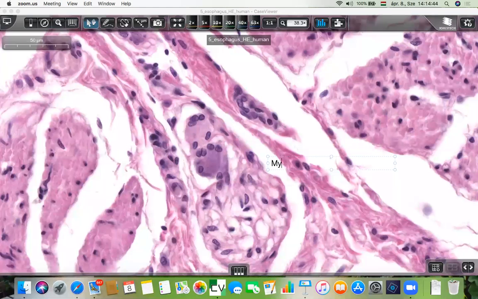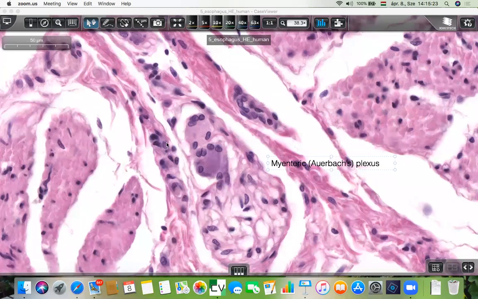So myenteric, also called Auerbach plexus. It's part of the, so this area, this is it. It's part of the enteric nervous system, which is independent from the central nervous system. That means, for example, patients in the condition of brain death still show peristalsis because of the enteric nervous system.